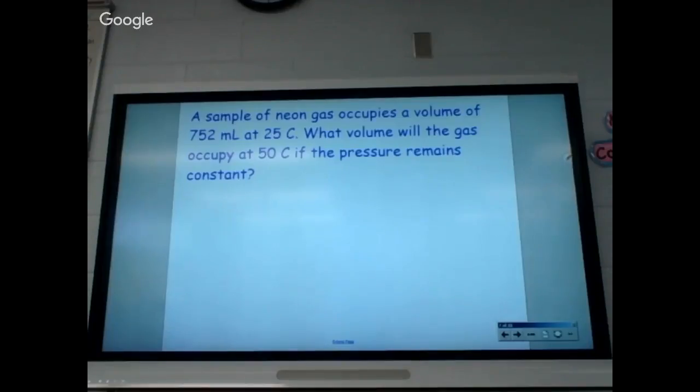Now, notice at the end of this that it says if pressure remains constant. What if you have a problem where it just stopped at the 50 degrees Celsius and it doesn't say anything about pressure? You assume it's constant. Some problems may not say that it's constant, it just doesn't mention it. If it doesn't mention pressure at all, assume it's constant, because some of them won't. Yes, but we've got to convert to Kelvin. Yes, I'm going to do that.